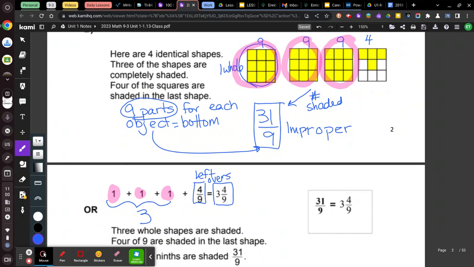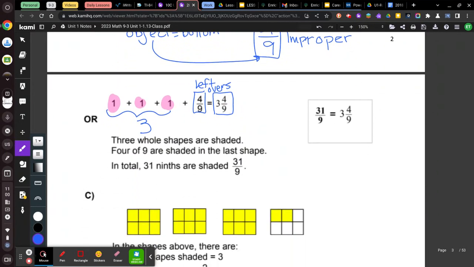So now in my calculator, I'm going to type in 31 divide 9, and I'm going to get a decimal number. I'm going to see what decimal I get. I'm going to get 3.4 repeating. Okay, so everybody practice, type that in, 31 divide 9. You should get 3.444444444.